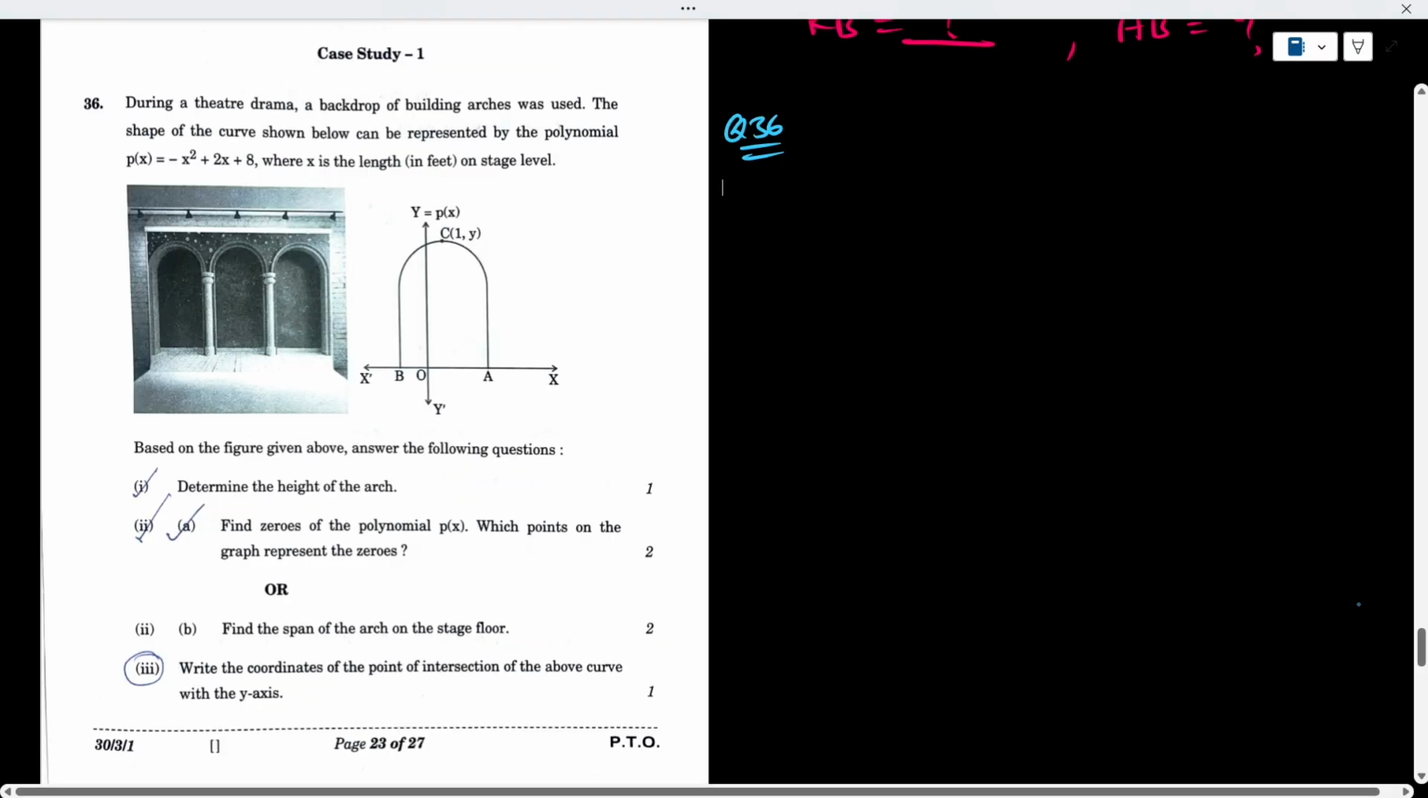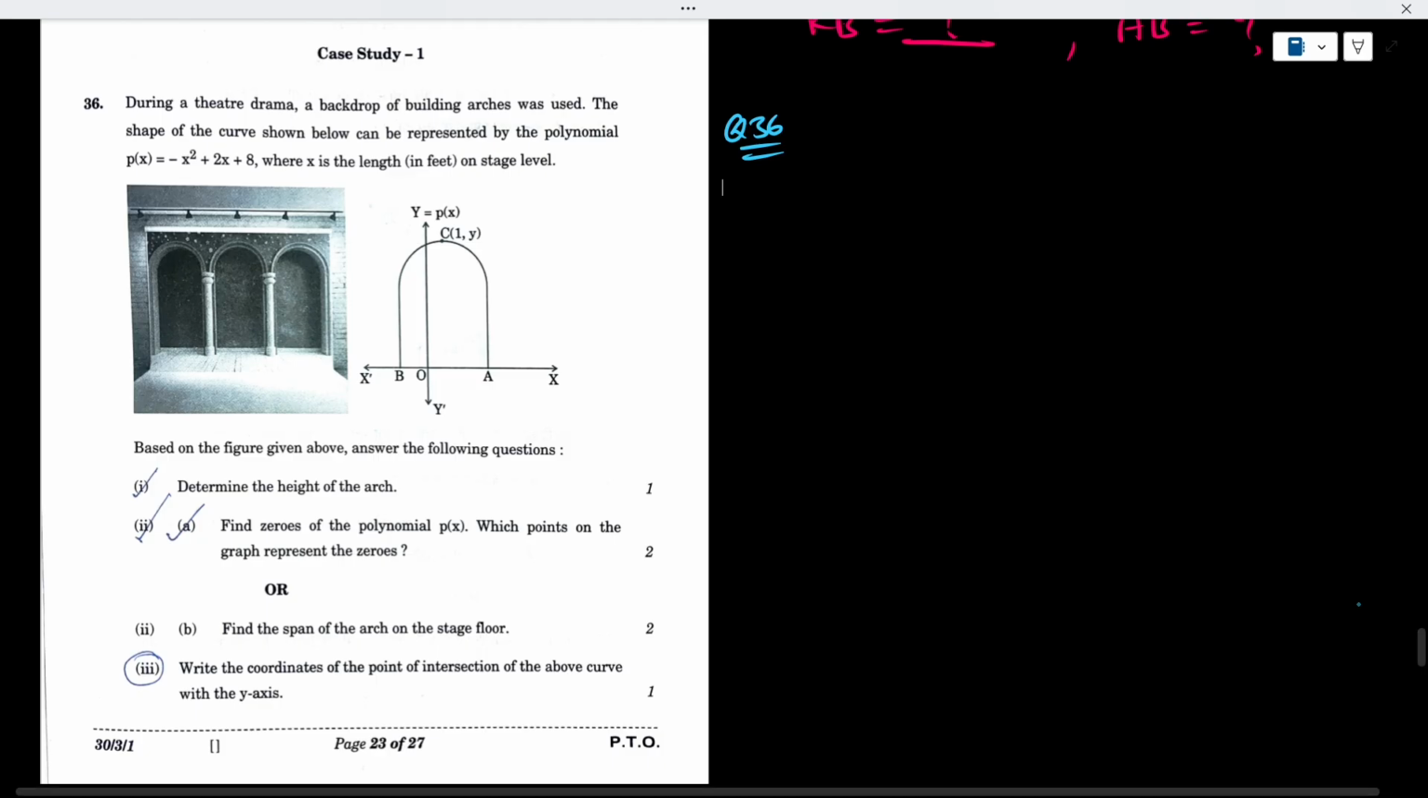This is your first case study question. It says during a theater drama, a backdrop of building arcs was used. The shape of the curve shown can be represented by a polynomial. So here if you see, this is nothing but a quadratic polynomial, right? Where x is the length in feet on the stage level. You need to see that this is looking like a parabola.